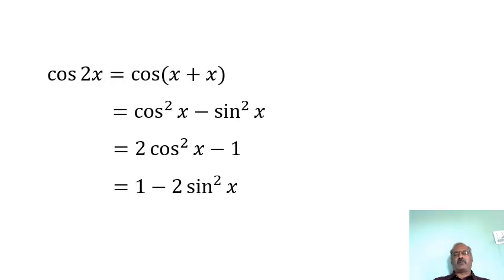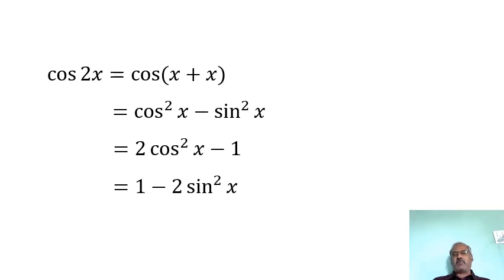Let us calculate cos of 2x using the formula for cos of x plus y. Since 2x can be written as x plus x, we will have cos of 2x equals cos square x minus sine square x. Since sine square can be written as 1 minus cos square x, we can write it as 2 times cos square x minus 1, or writing cos square x as 1 minus sine square x, we get an alternative expression, 1 minus 2 sine square x.